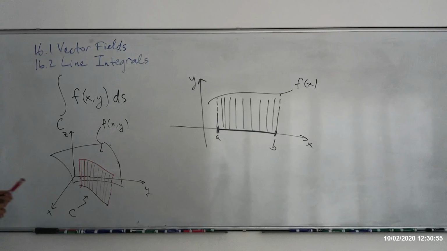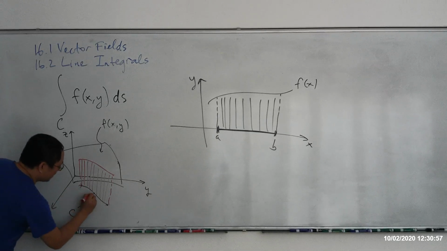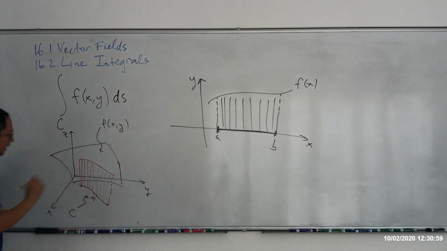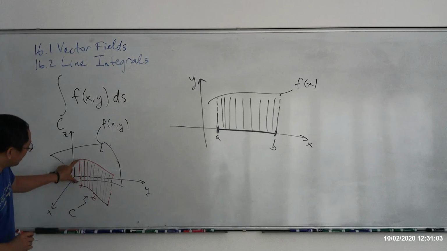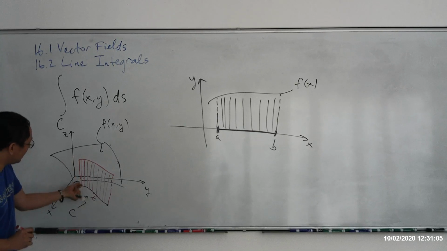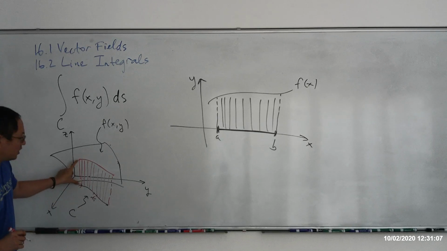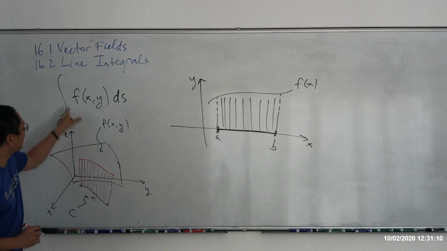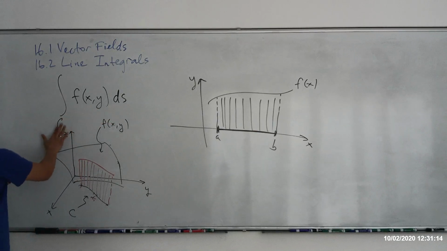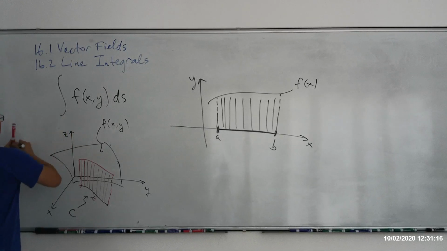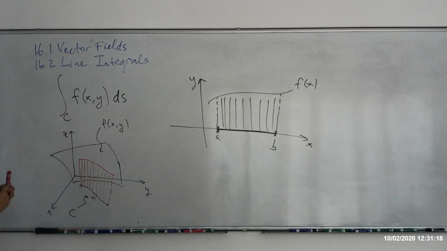Okay. And ds is what? ds is a little change on that curve C. So you take a little bit of change times the function f, you have a little area right here, and then another ds times function f, you have another area. So you add all the areas together, and that is the integral over the curve C of the function f(x,y) ds.